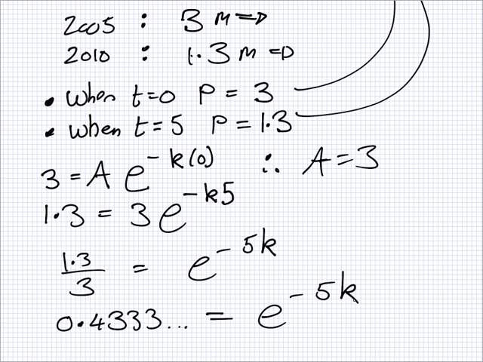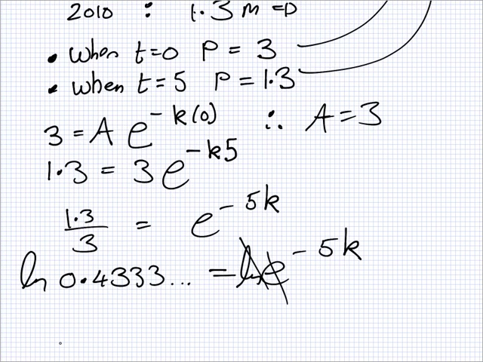No, not that. We want to cancel an E. So we introduce ln. You see, if you put log together with an E, they cancel each other. So now you have log 0.4333, and maybe, Michelle, you could calculate that, which equals minus 5k.